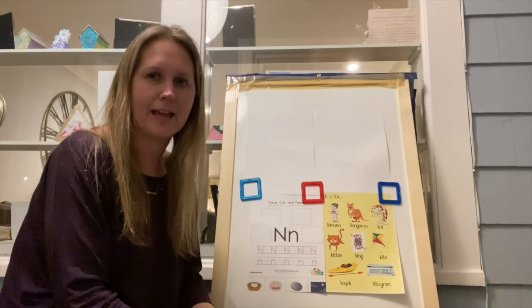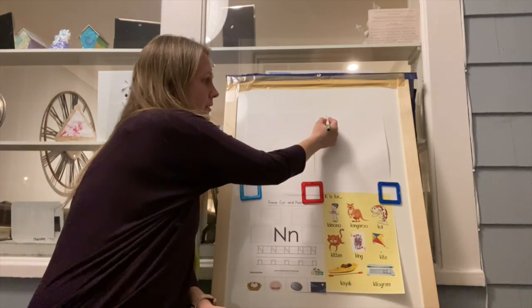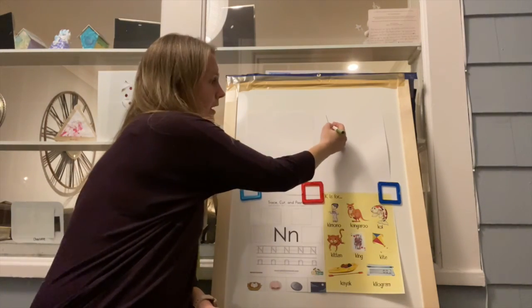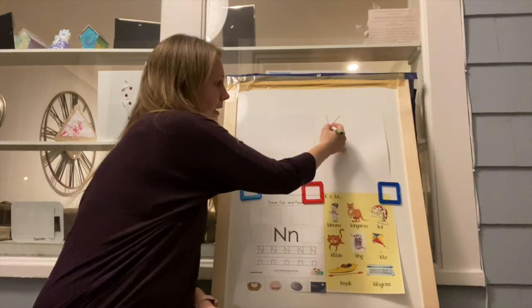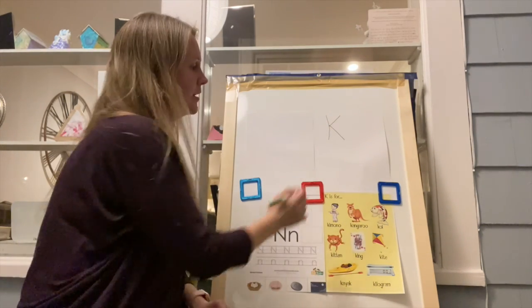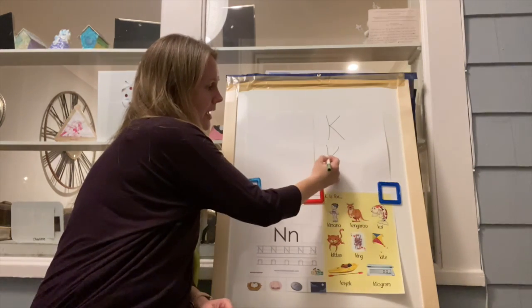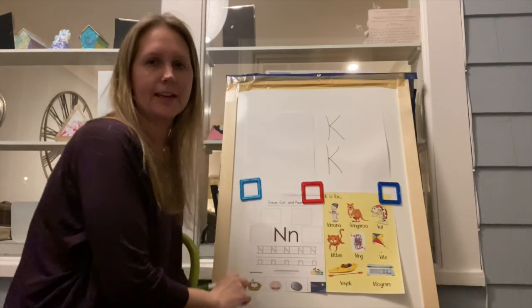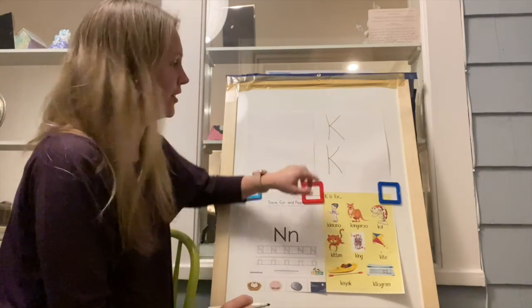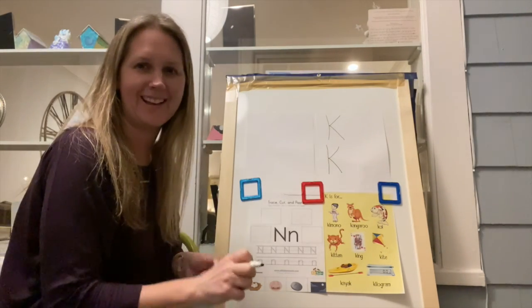Okay, we're going to practice some K's together. So for our K, we come down and then we kick up and kick down. Can you see my K okay there? So we come down and up and down for our K. Can you do that at home? Can you make your K? And try and make it just like Miss Victoria's, okay?